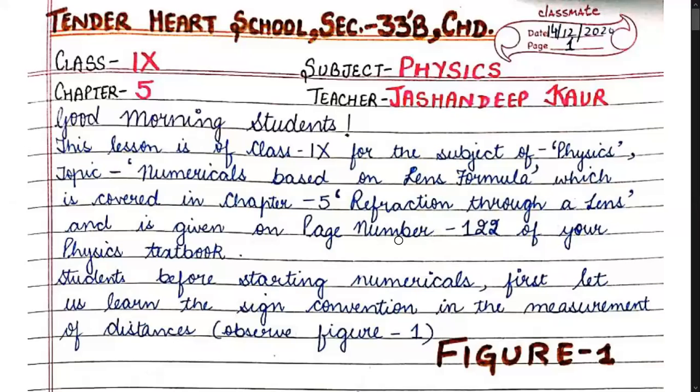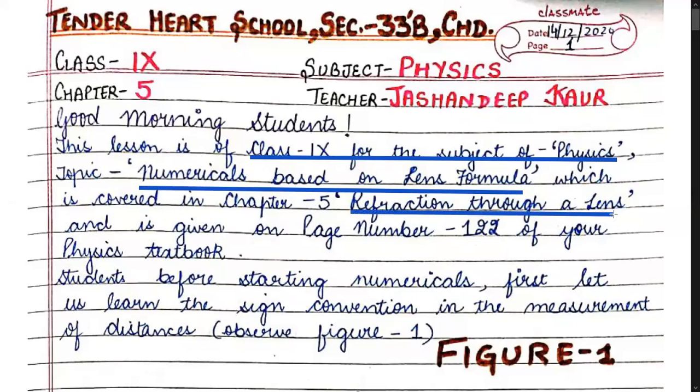Good morning, students. This lesson is of class 9th for the subject of physics, and the topic for today is numericals based on lens formula, which is covered in chapter 5, that is refraction through a lens, and is given on page number 122 of your physics textbook.